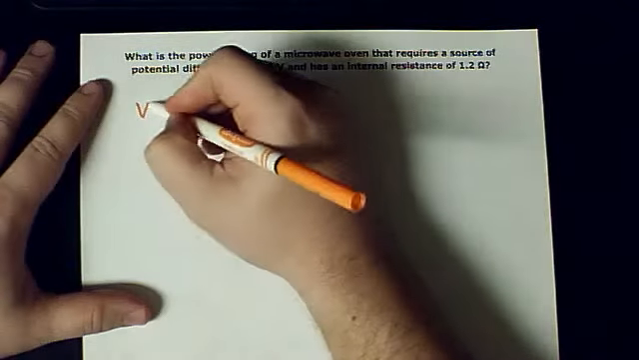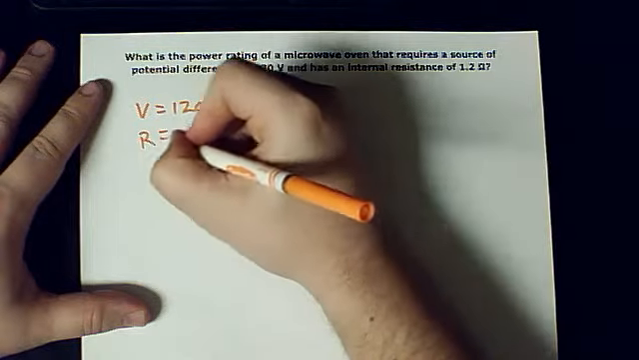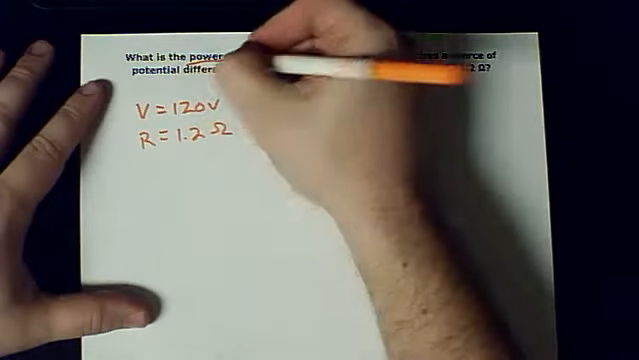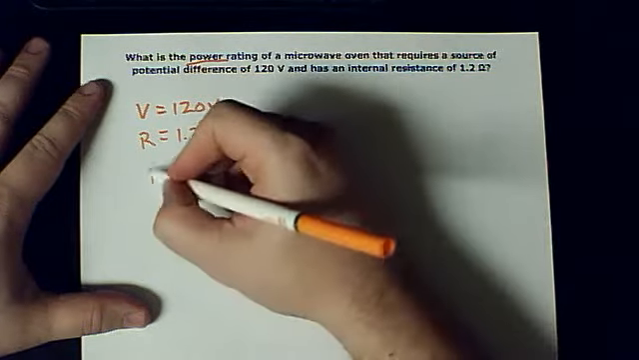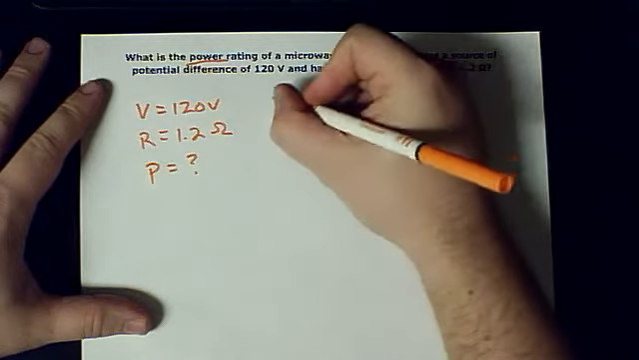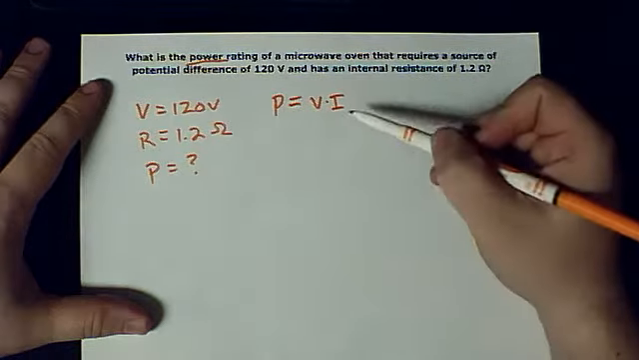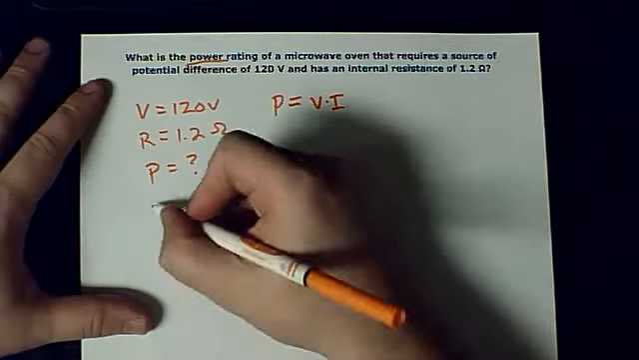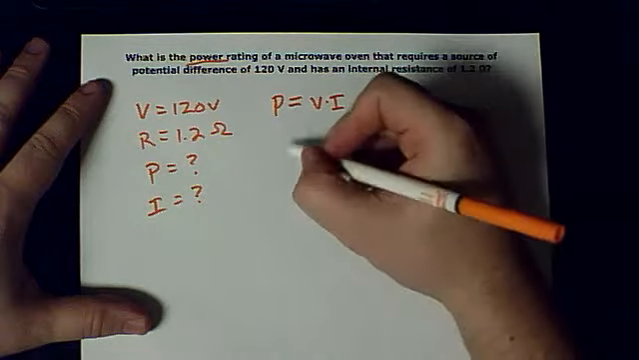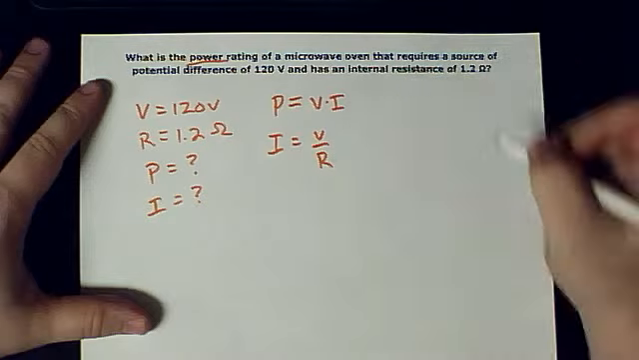So let's write down what we're given. We're given a potential difference of 120 volts and a resistance of 1.2 ohms. And the question wants to know how much power is required. So power is one of our unknowns. If we write down the equation for power, P equals V times I, you know that we also need to know the current. I don't know the current, so that's another unknown. And Ohm's law tells us that current equals voltage divided by resistance.